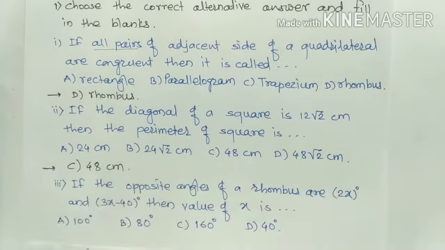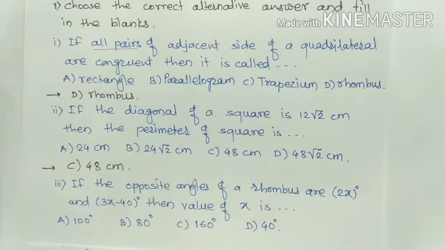Now the third sub question is, if the opposite angles of a rhombus are 2x degrees and 3x minus 40 degrees, then the value of x is.